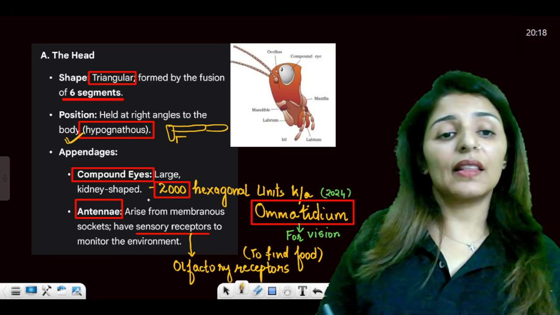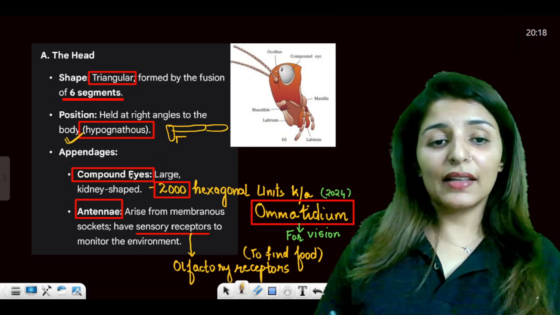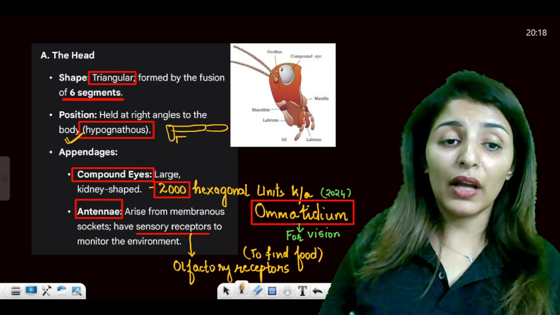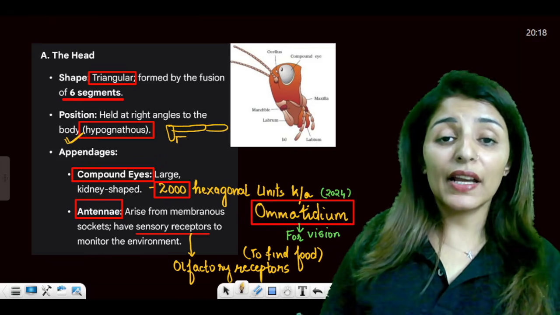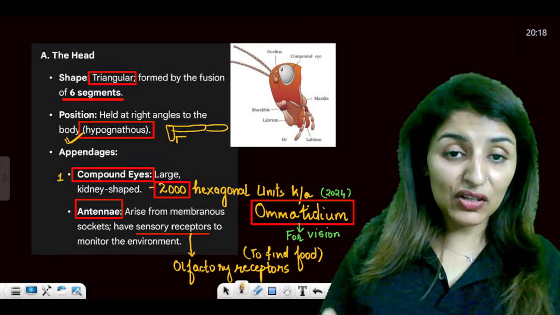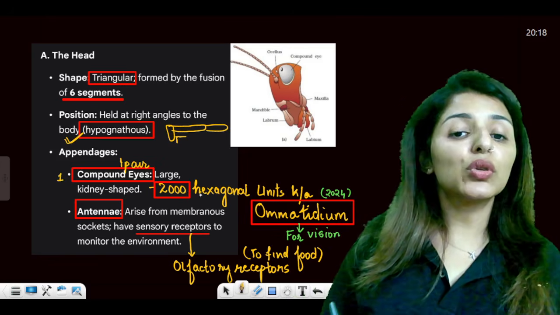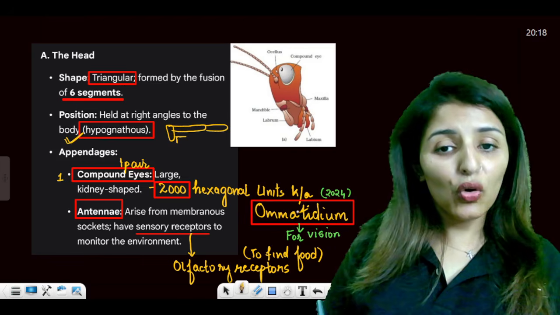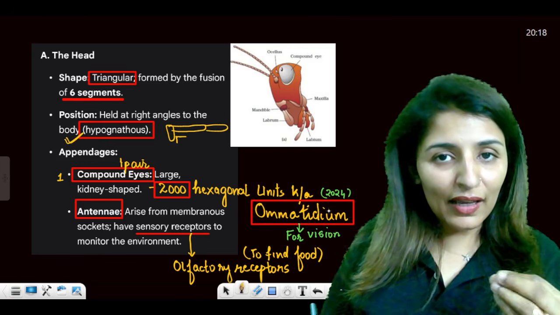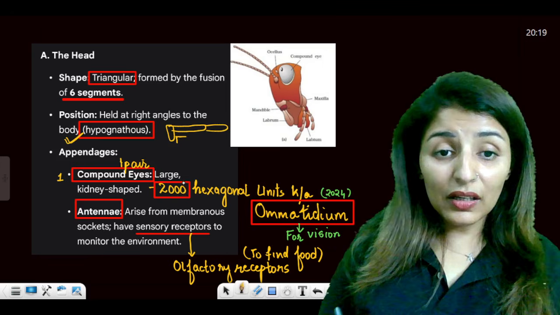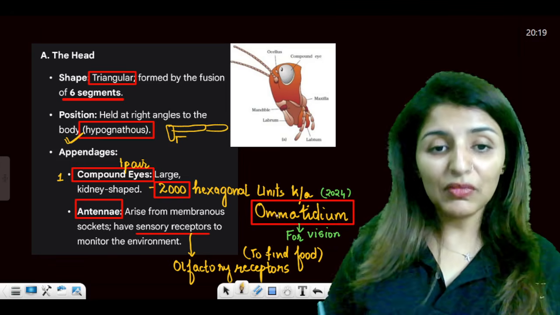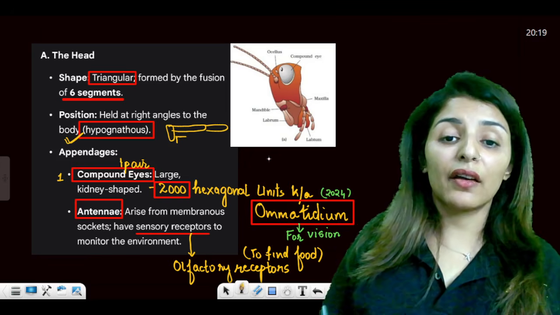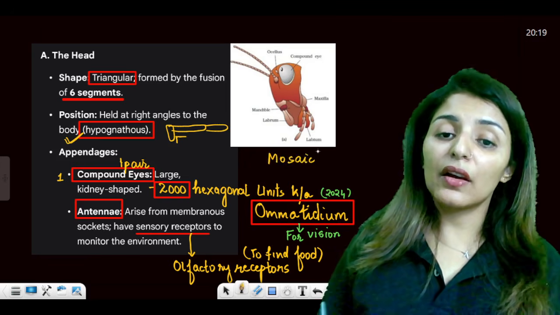Is that point clear? Then talking about the appendages and the other structures present on the head region, first of all, we have a pair of compound eyes. These eyes are very large and they are kidney shaped. Now, each eye has 2000 hexagonal units, which are known as ommatidia. So, an ommatidium is like one eye in a human. Since there are 2000 ommatidia, there are 2000 images formed in each eye. Now, this results in mosaic vision.